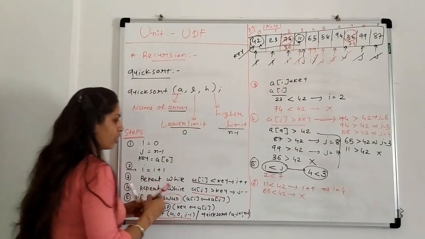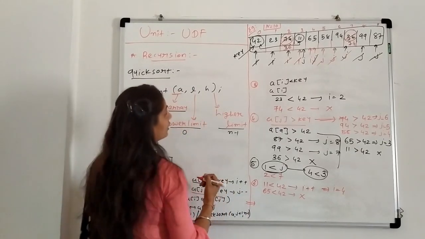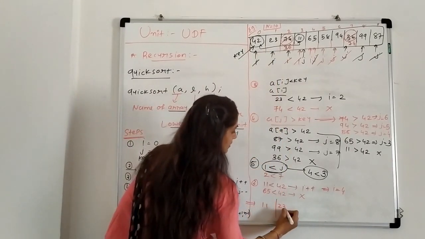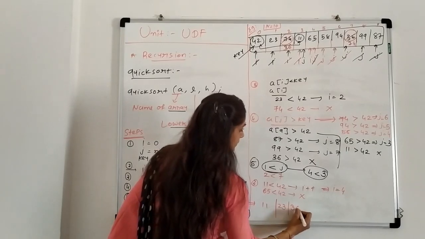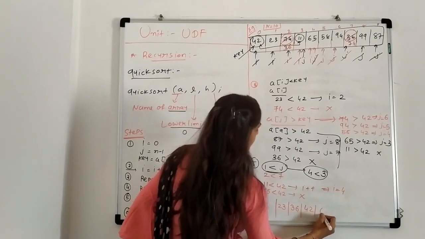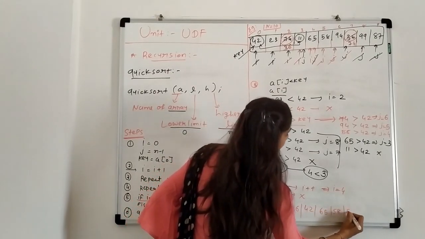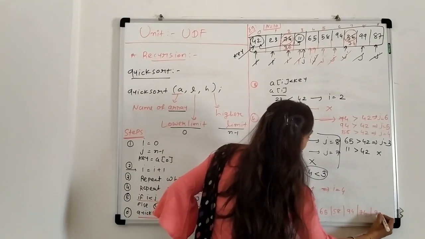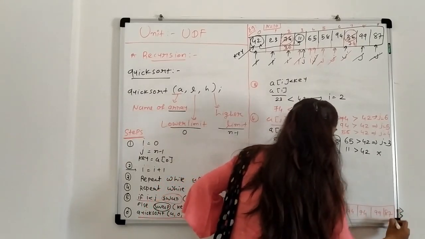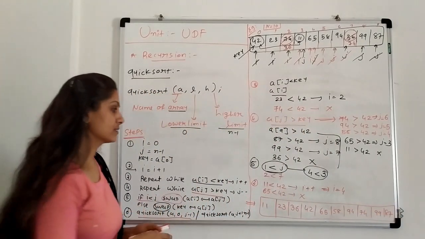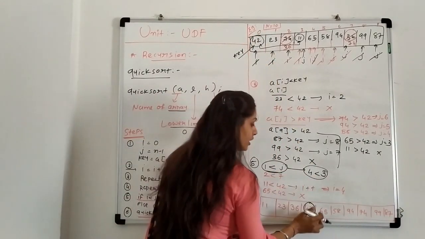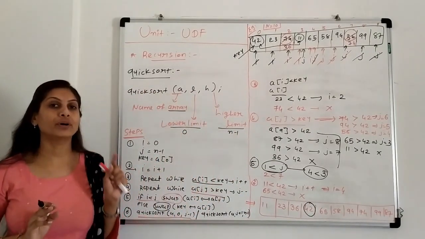So the final answer is what? 11 is here. So 11, then 23 as it is, then 36, then instead of 11 now 42, then 65, 58, 94, 74, 99 and 87. So the first answer we are getting is that 42, the first element, that is key 42, is placed in its proper position.